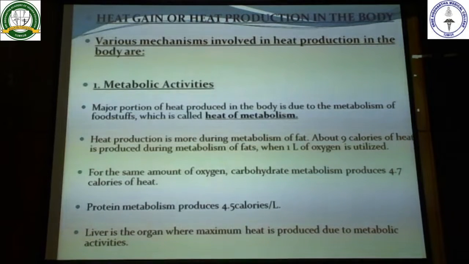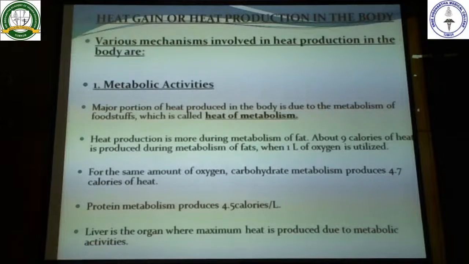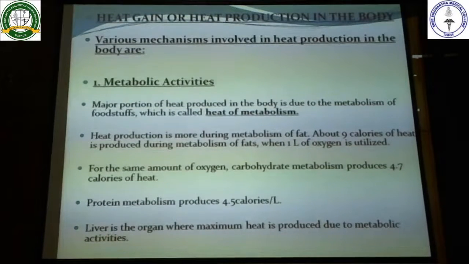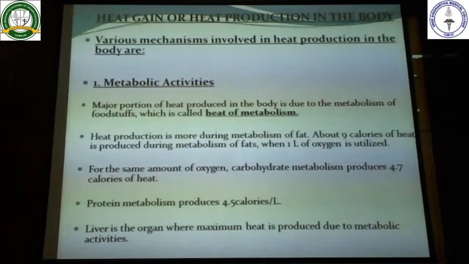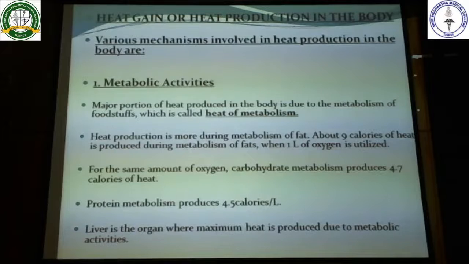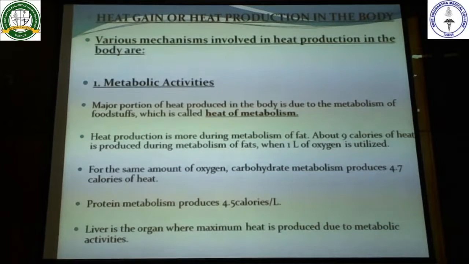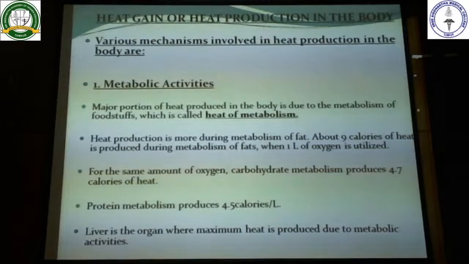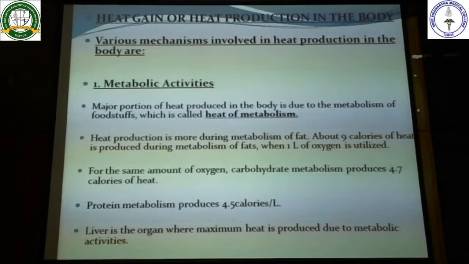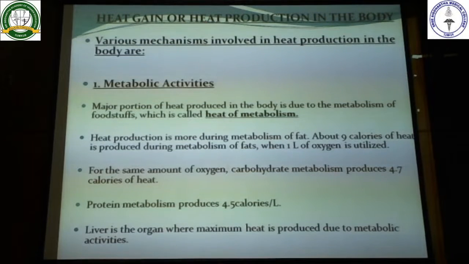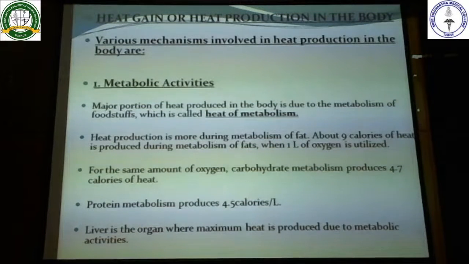Now the major portion of the heat which is produced in the body comes from the metabolism, right? The metabolism of the foodstuffs which we are eating, and this is called the heat of metabolism, right? And here again, the aspects are heat produced because of metabolism of proteins, carbohydrates and fats. So this is a general knowledge thing.